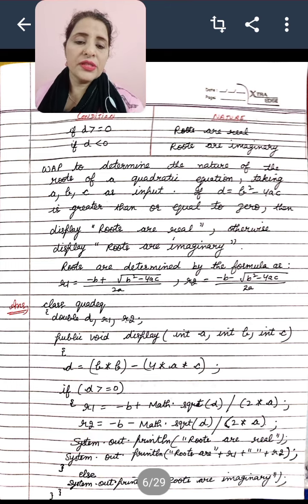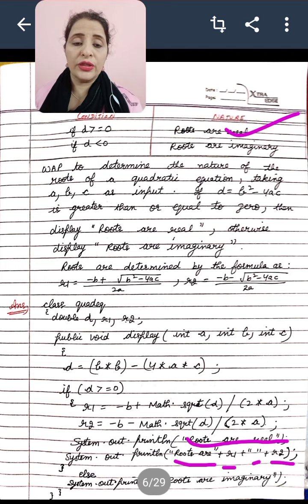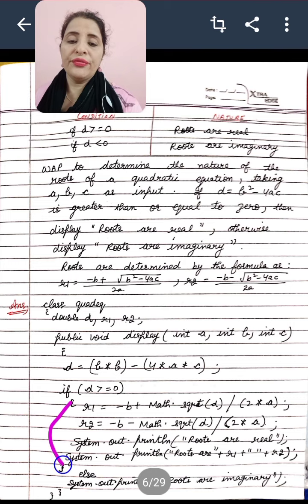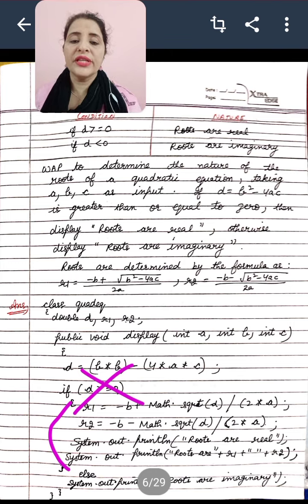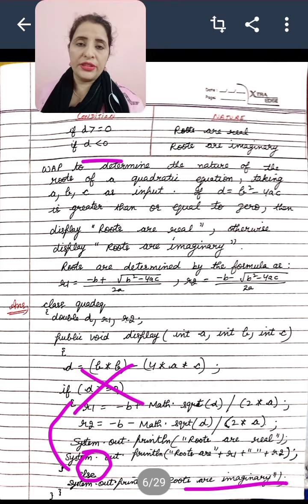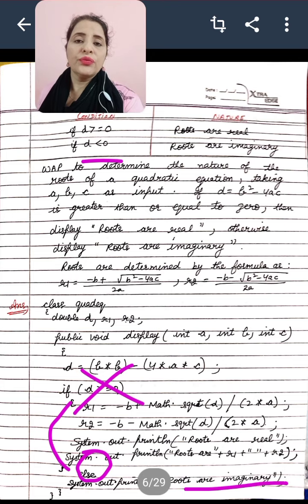And then first this message we have displayed, roots are real, and second the roots will be displayed as they are. R1 value will be displayed, then a space will come in between, and then R2 value we have to display. So both the roots' values we have displayed. And if this if is false, that means if d is not greater than or equal to 0, that means d is less than 0, it will go in the else part and it will write roots are imaginary. So this was the fourth question.